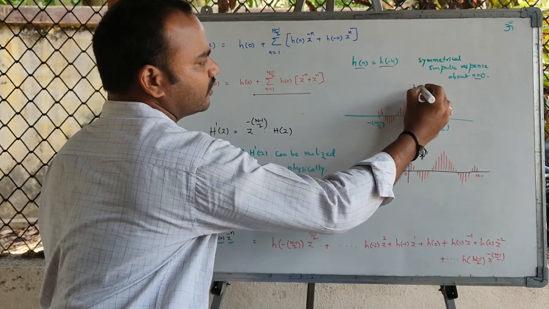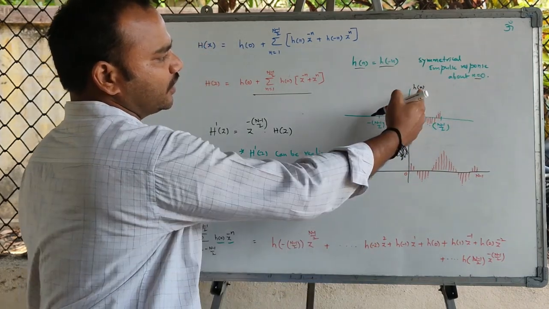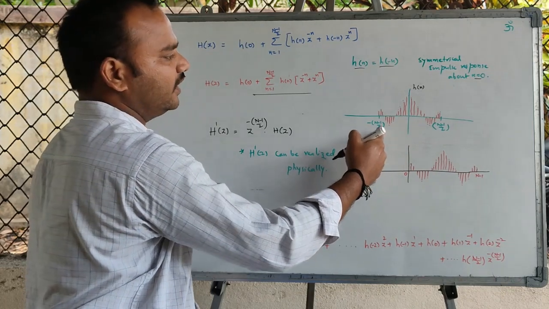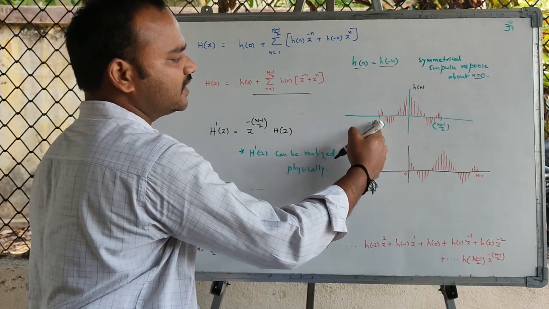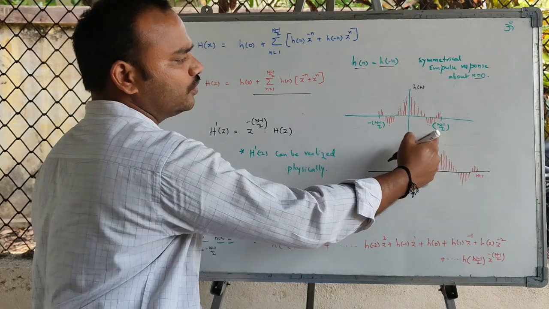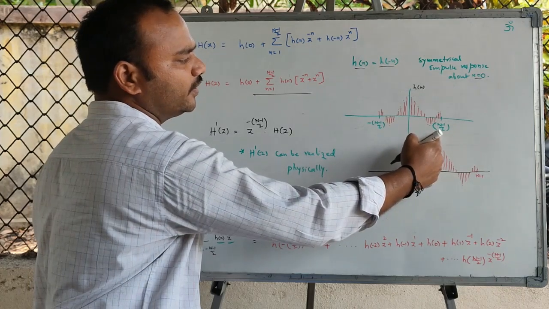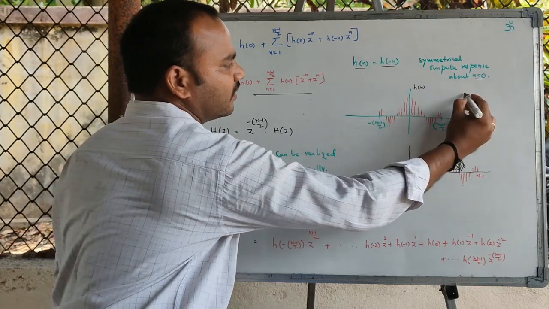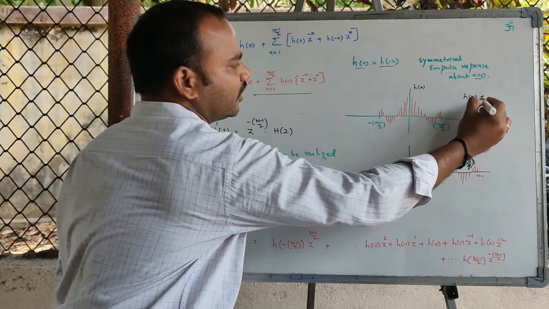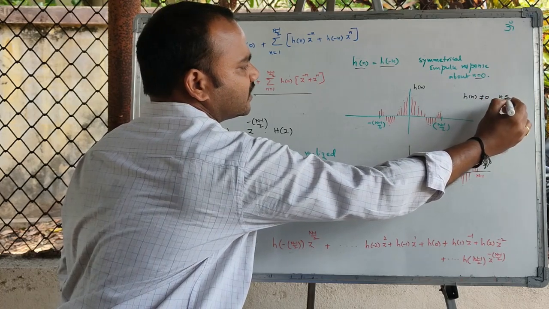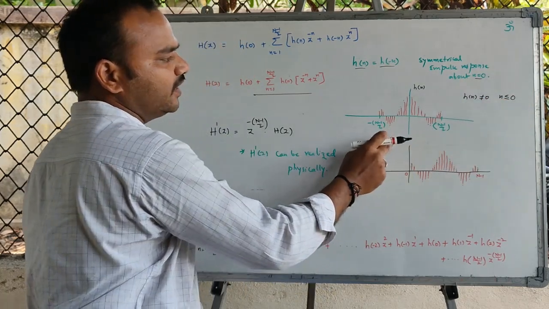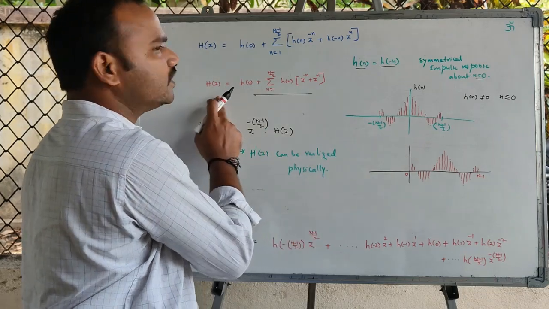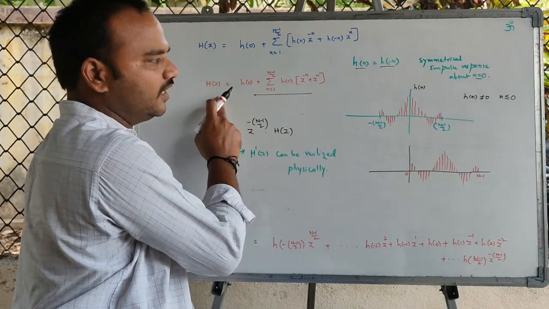This is h of n. H of n, which is a truncated version of h desired of n, is extending from minus N minus 1 by 2 to N minus 1 by 2. If we observe this, h of n is not equal to 0 for n less than or equal to 0, meaning that this filter is not causal. Hence, h of z cannot be realized practically.